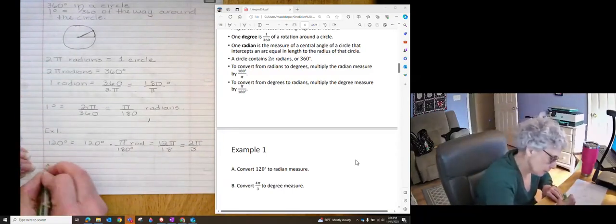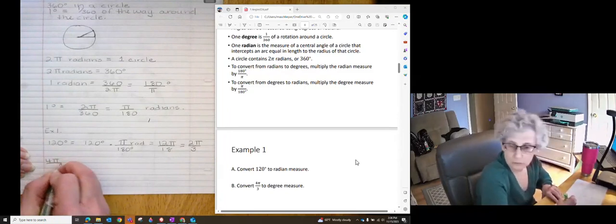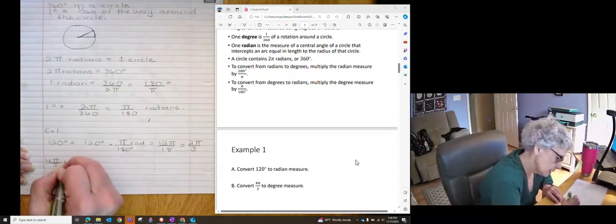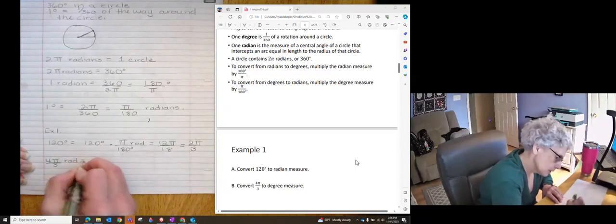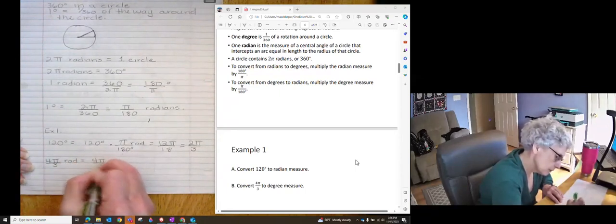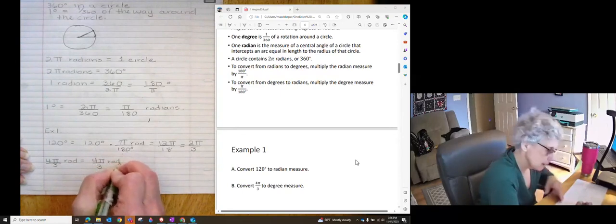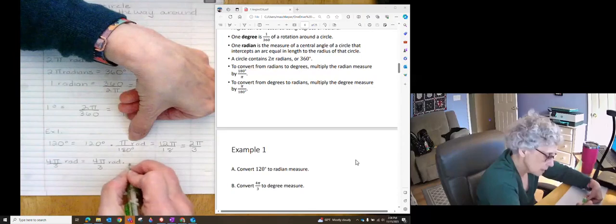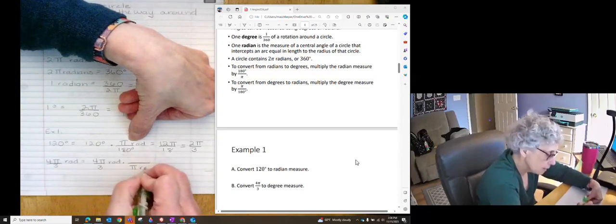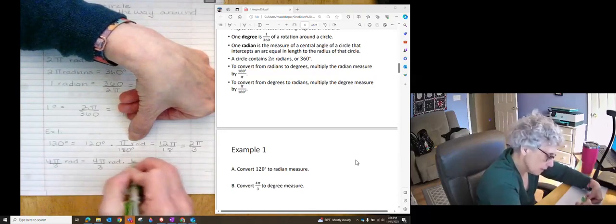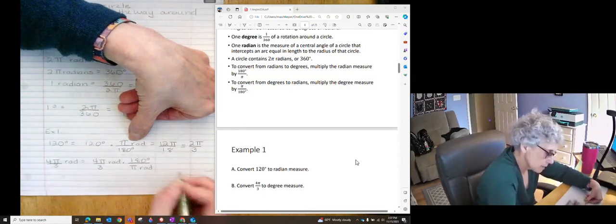If we want to go from 4 pi over 3 radians, then we do 4 pi over 3 radians. Now we want the radians on the bottom, so we put the pi on the bottom, and we have 180 degrees on the top.